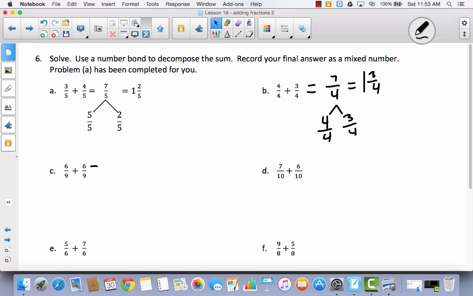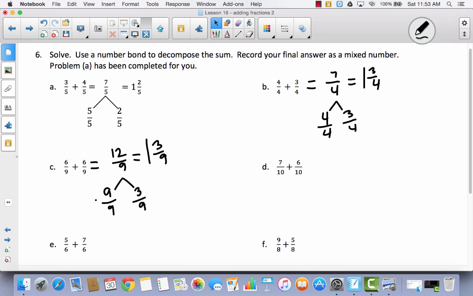All right, so let's try C. 6/9 plus 6/9 equals 12/9. All right, how many ninths does it take to make a whole? Well, it takes 9 out of 9. Well, 9 out of 9 would need 3 more ninths to equal 12/9. So as a mixed number, this is 1 3/9.